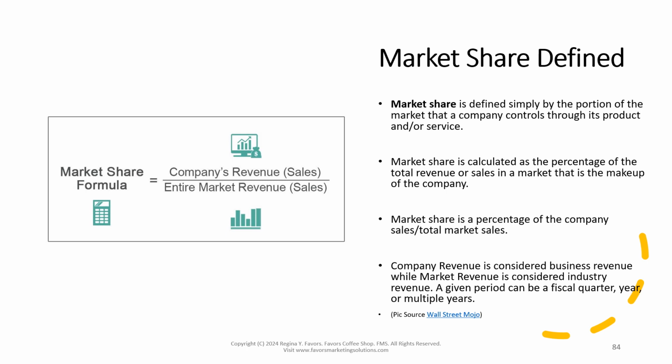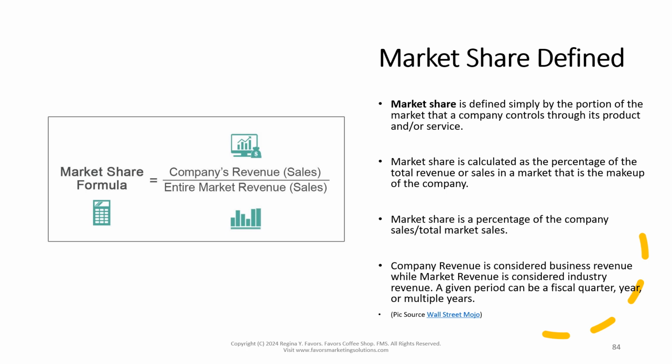So now let's get into market share, and there's a formula there. Market share is defined simply by the portion of the market that a company controls through its product and/or service. Market share is calculated as the percentage of the total revenue or sales in a market that is the makeup of that company. Market share is a percentage of the company's sales over total market sales. Company revenue is considered business revenue, while market revenue is considered industry revenue. A given period can be a fiscal quarter, year, or multiple years.